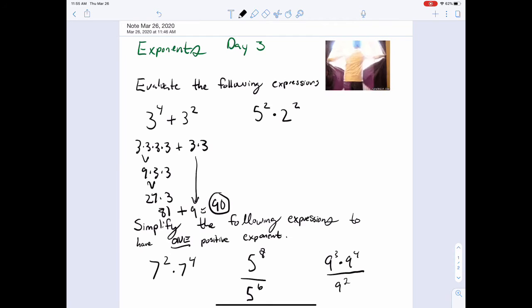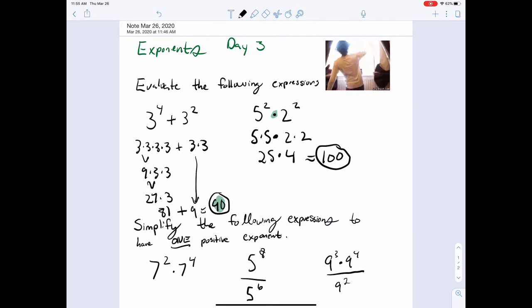This one here, we're evaluating, so we're getting a final answer, just like we got there. So 5 squared is just 5 times 5. Bring down the multiplication symbol. Times 2 times 2. So this will be 25 times 4, and that's just 100. All right? So that's evaluating.